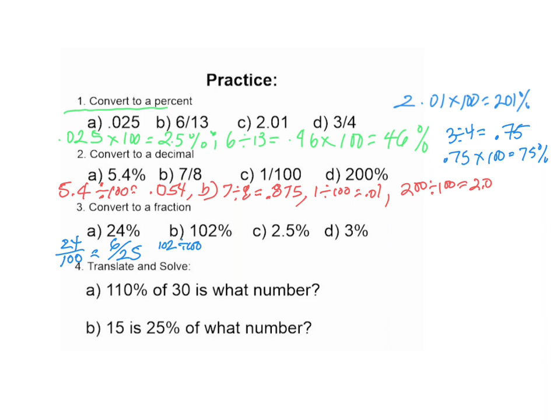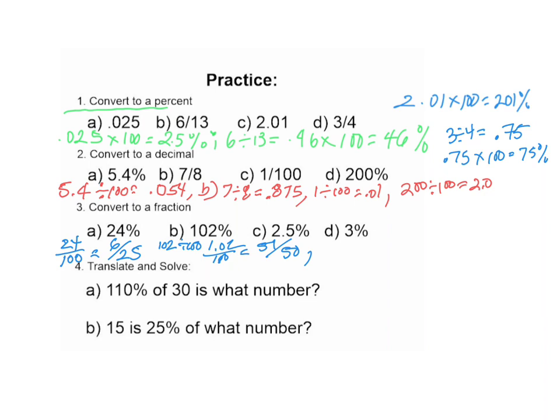Gives me 1.02. And remember, that I can just go 1.02 divided by 100 gives me 51 over 50.